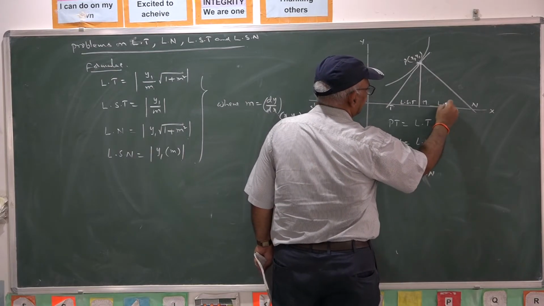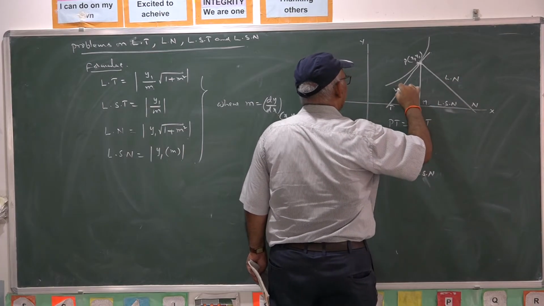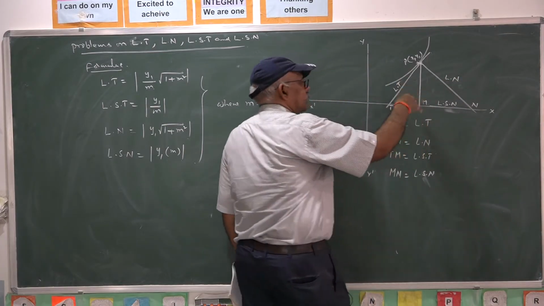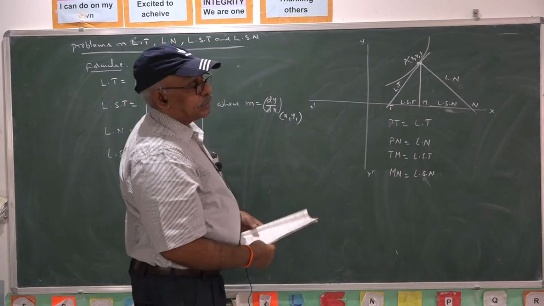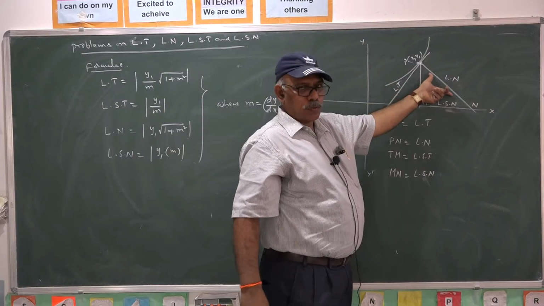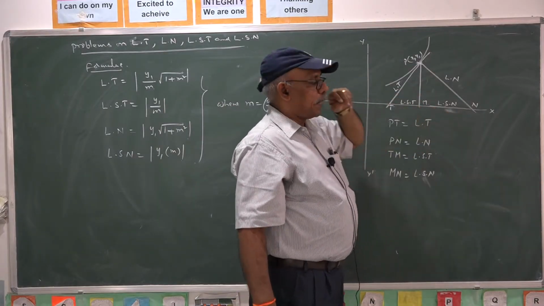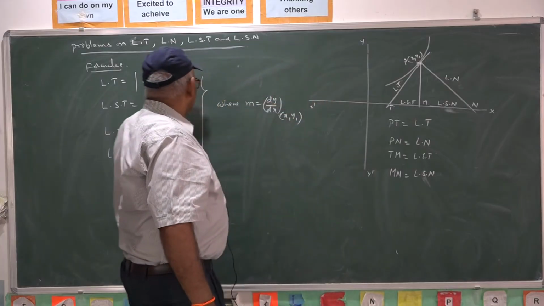This is length of subnormal. This is length of normal. This is length of tangent. So, from the figure, it is clear that this one gives us the length of the tangent. This one gives us length of normal. This is length of subtangent. This is length of subnormal.